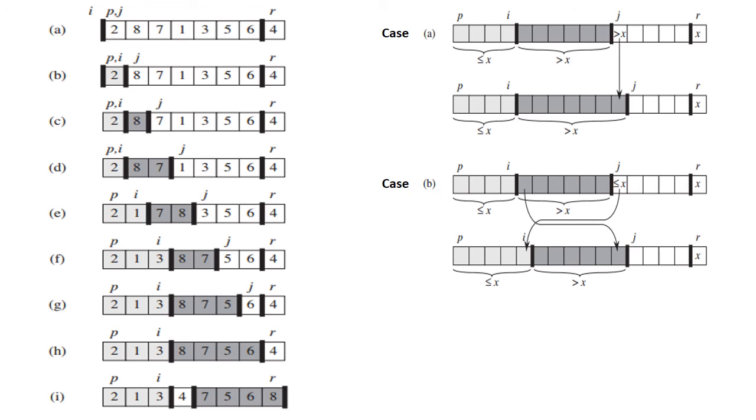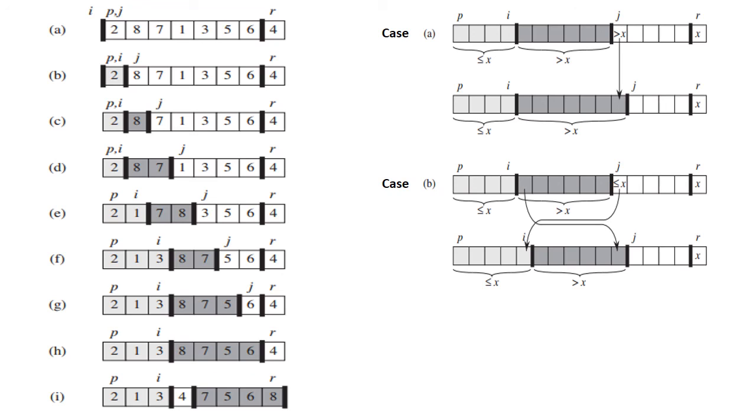The next element is 6. It is again greater than pivot element 4. So we just increment J one position right, and 6 is automatically included in the second partition. After the iterations complete, we have to bring this pivot element in between these two partitions.